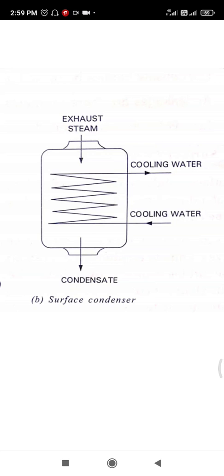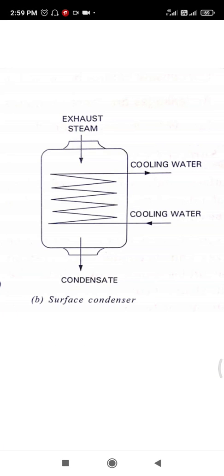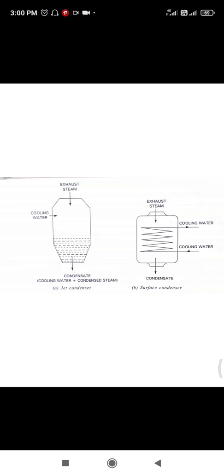It requires high maintenance cost, occupies more space, and requires more circulating water. Once again, the disadvantages: the design is complicated and costly, high maintenance cost, occupies more space, requires more circulating water. Okay, let's see the difference between the surface condenser and the jet condenser.